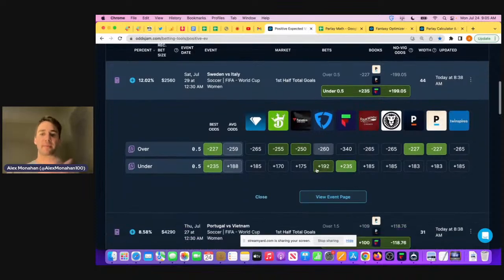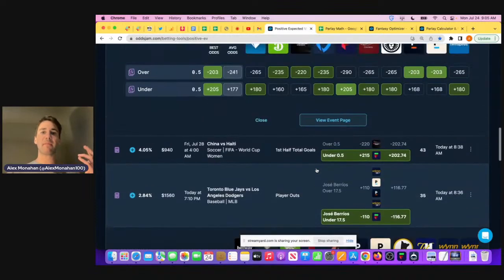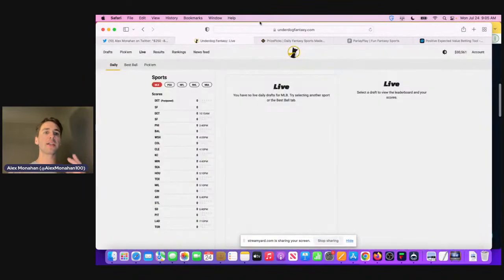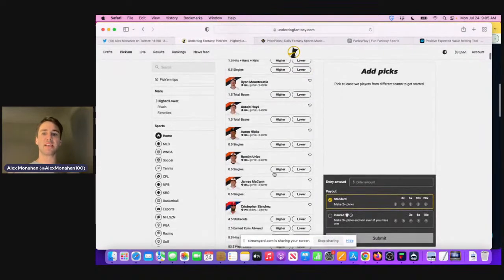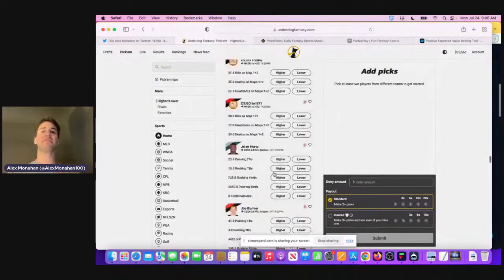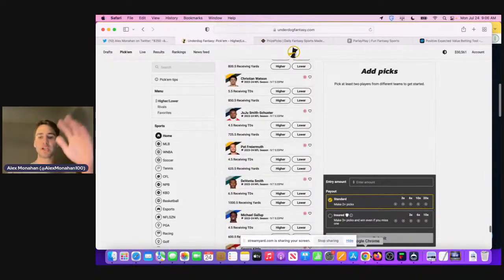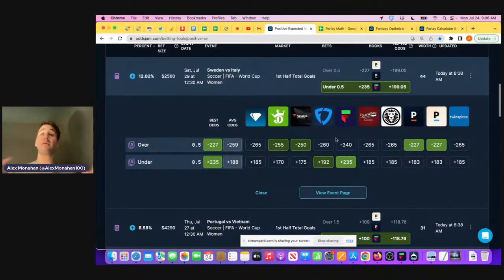All OddsJam is doing is scanning. If you think about how many sportsbooks there are, this is Underdog Fantasy, right? You can see they have tens of thousands of lines available. All OddsJam is doing is scanning all these lines and pointing out big discrepancies in the odds.